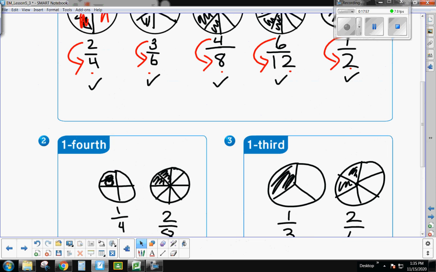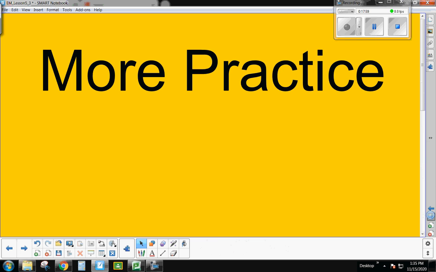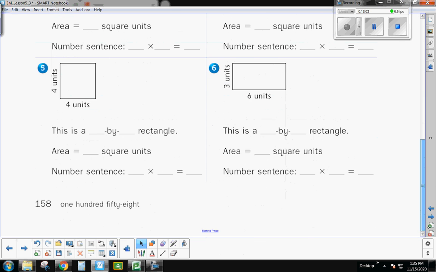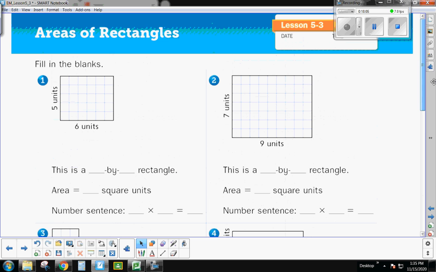All right, boys and girls, there's actually another practice page that I would like for you to work on just to review. It is on page 158, and it is about areas of rectangles. We've already worked on the areas of rectangles, but I want you to go ahead and do this page as some extra practice. Pause the video, and then I will go over each one very quickly so that you can check your work.